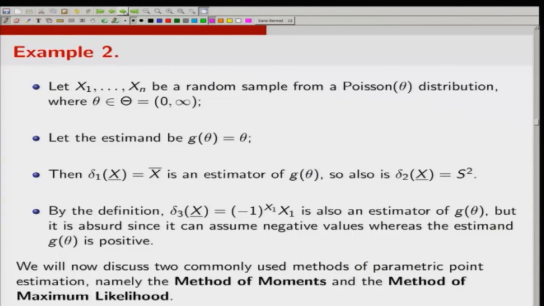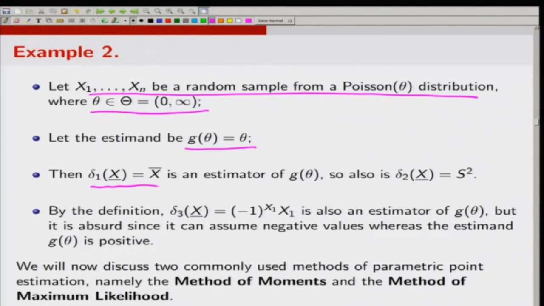Let us consider this example. Let x1, x2, ..., xn be a random sample from a Poisson(theta) distribution. For the Poisson distribution, I know that theta takes values from 0 to infinity, the unknown parameter. In this case, theta is also the mean of the distribution. Suppose the estimand is theta itself. So I am interested in estimating the mean of a Poisson population.